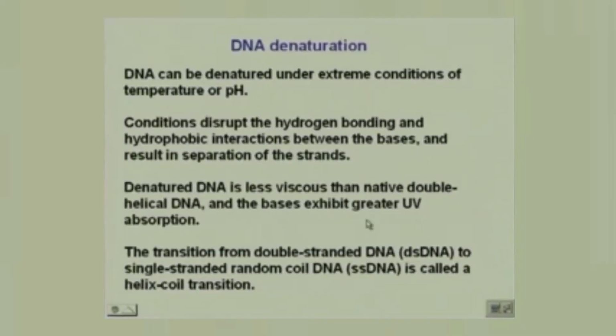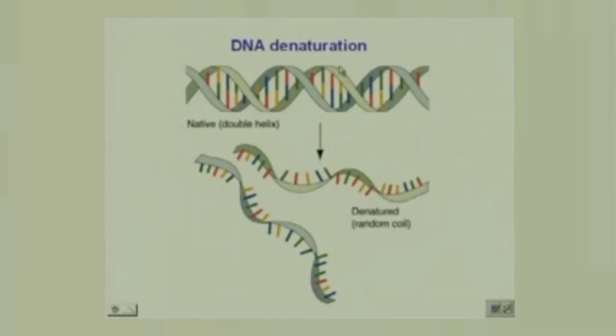So, the bases exhibit greater UV absorption and the DNA is less viscous, and this transition from double stranded DNA to single stranded DNA is very commonly called a helix coil transition, okay, because you are going from the helix to the coil. So, this is exactly what is happening. You have a double helix, you are disrupting it, DNA denaturation, and you have a coil. So, this is helix to coil transition, okay, a dsDNA going to an ssDNA.